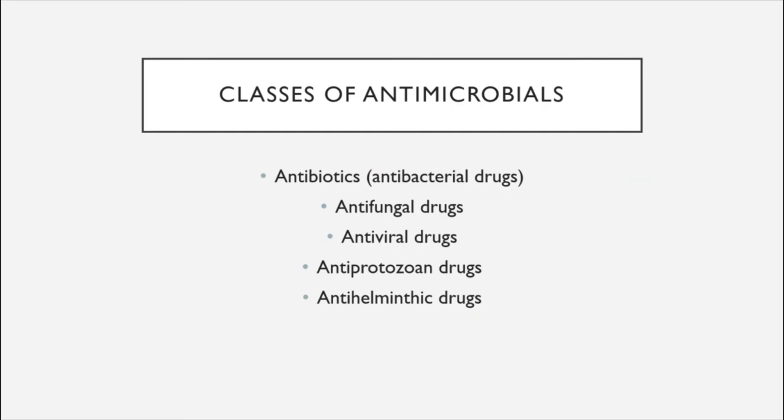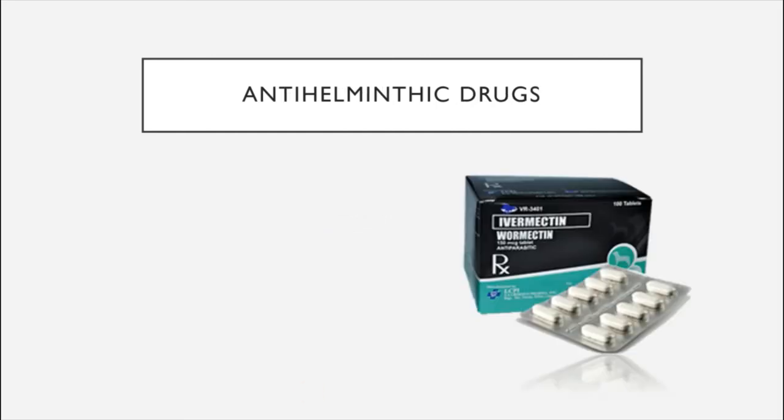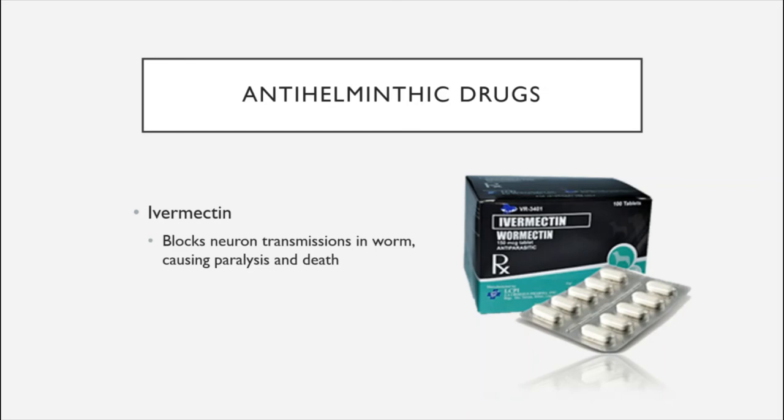Lastly, we have antihelminthic drugs, which, as you may imagine, are also difficult to achieve selective toxicity for, because helminths are technically animals, and so out of all of the different types of microscopic organisms, their cells are most similar to our cells. But luckily, there are a few antihelminthic drugs that have been developed, including ivermectin. Ivermectin works by blocking neuron transmissions in the worm, which leads to paralysis and death. Praziquantel works somewhat similarly in that it causes a massive influx of calcium ions into the worm cells, which causes paralysis as well.